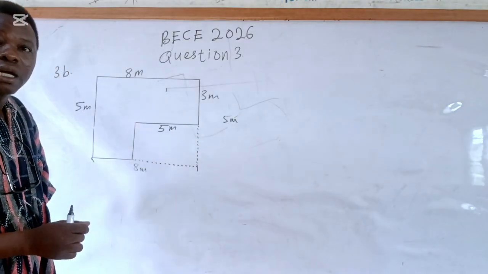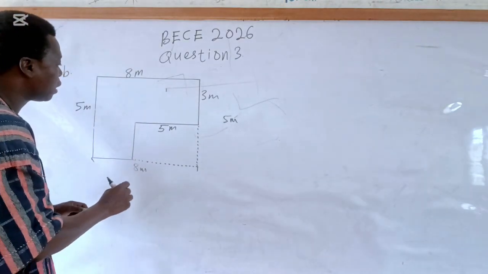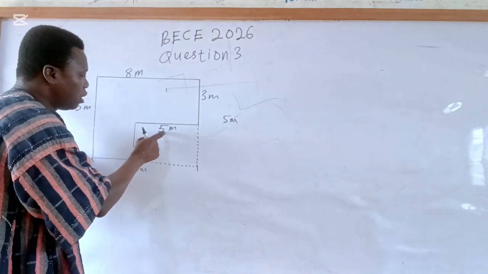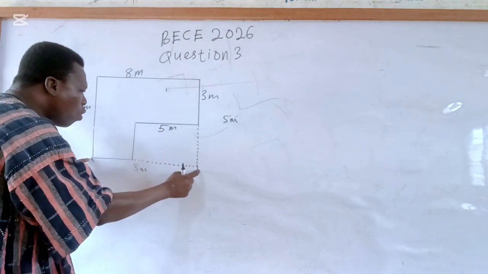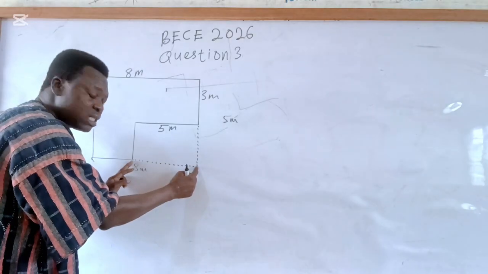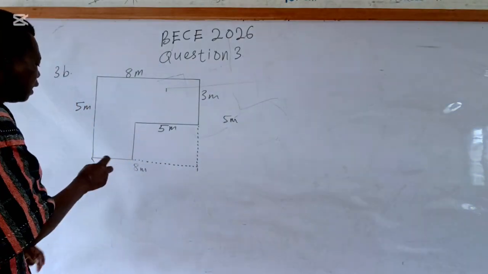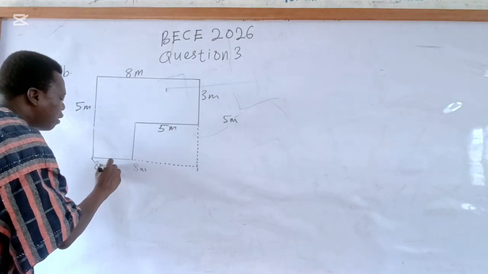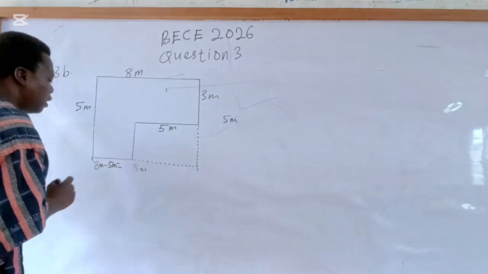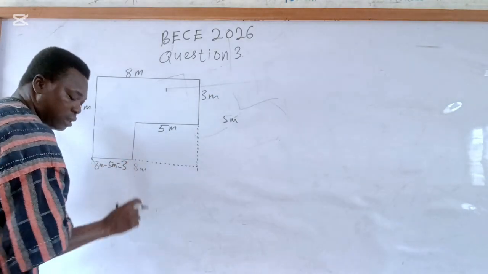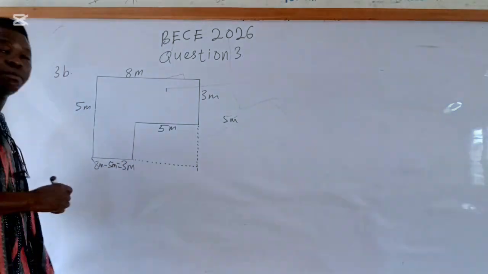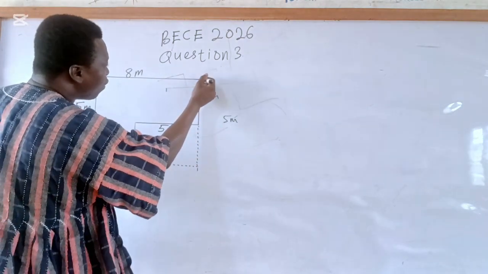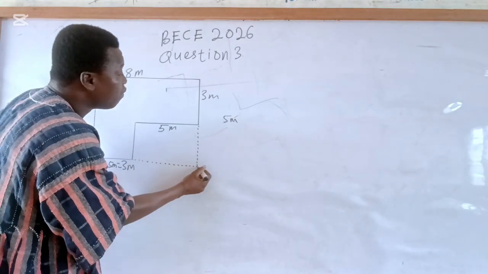But it is clear that part of this 8 meters is known as 5 meters. So in order for you to know this other part, it is just 8 meters minus 5 meters. This will give us 3 meters.